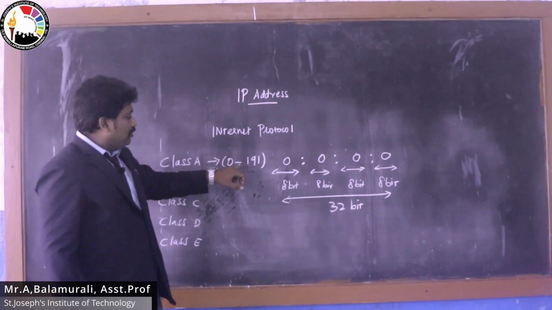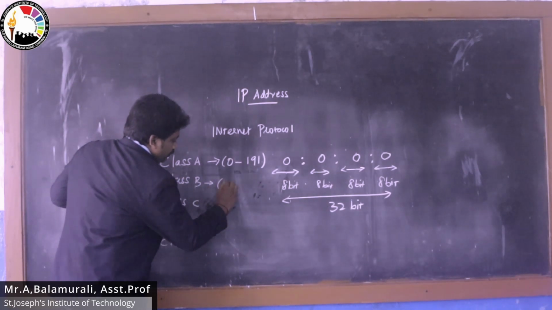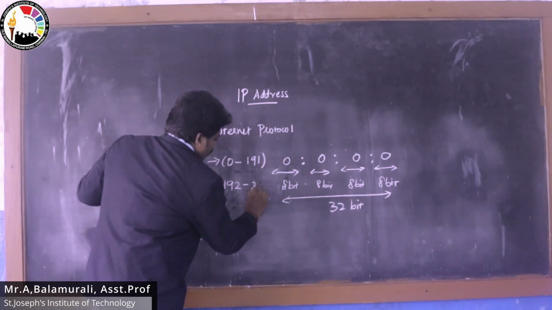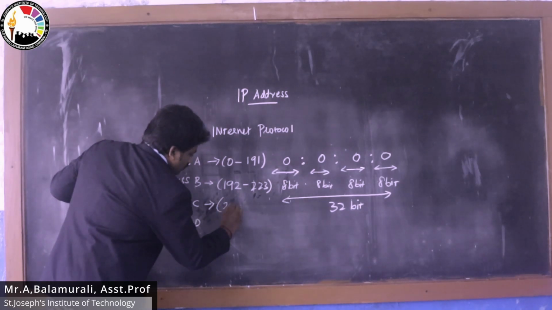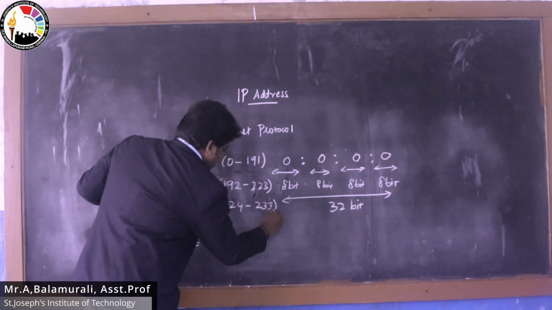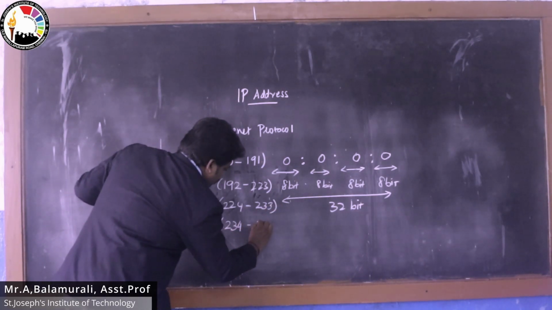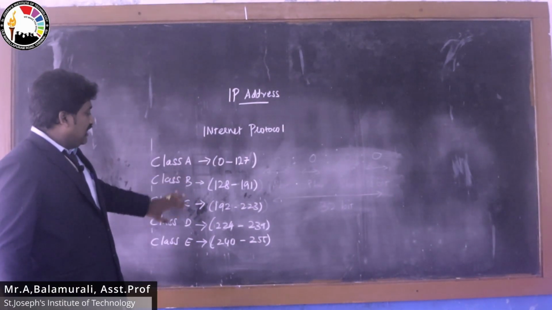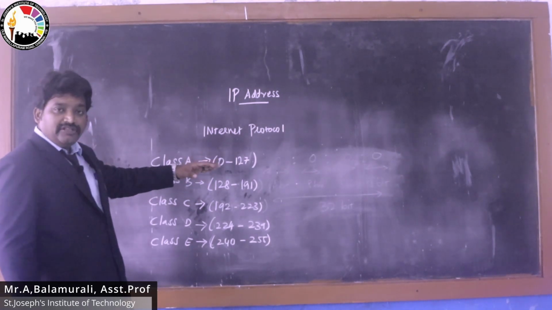So this one is the 0 to 191 range. Then after that the class B range is 192 to 223, and next is the class C range, 224 to 233, and 234 to 239. So these are the 5 types of classes. Each type has a separate range, and I will explain each class type.